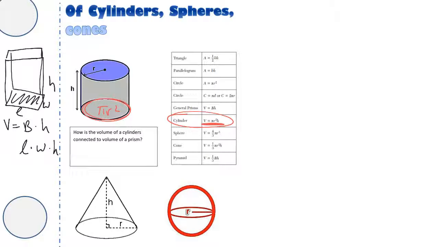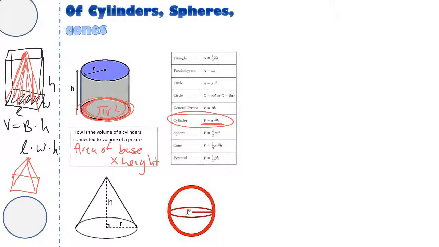How is this connected to the volume of prisms? It's still the area of the base times the height. Our base is just a circle, so we're using pi r squared. That's the only difference. And yesterday we learned that if we had a pyramid, so length times width times height, but for a pyramid, it's not the whole prism. Draw this one into a pyramid. It's just 1 out of 2, 3. It's a third of the prism.